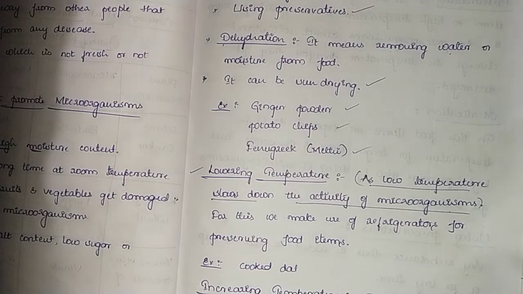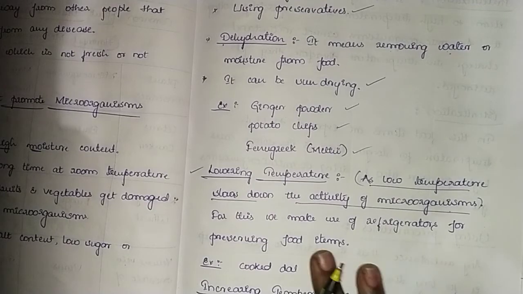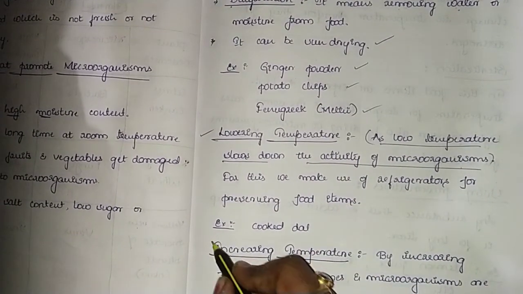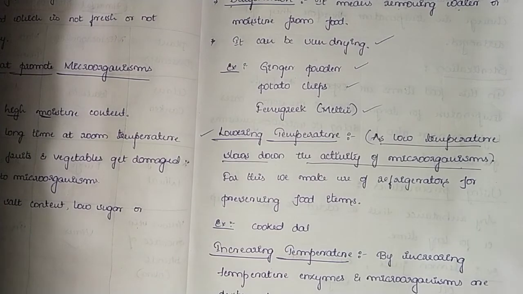For this we make use of refrigerators for preserving food items. If we keep vegetables or fruits outside, they spoil quickly. So in order to overcome that, we keep those fresh vegetables or fruits in refrigerators, isn't it? An example is cooked dal, basic bele. This is the example for that.